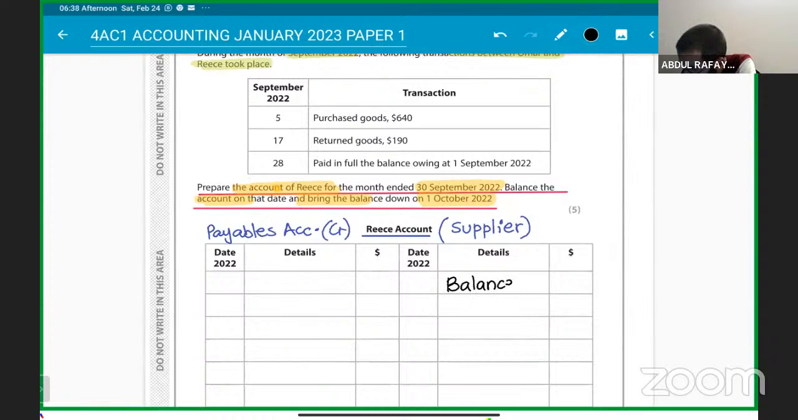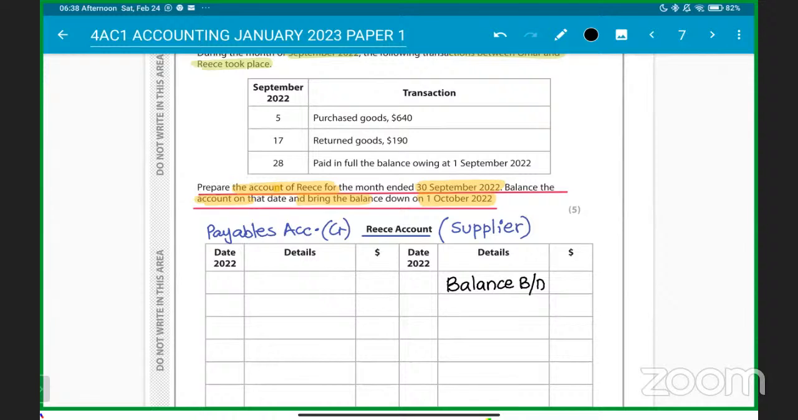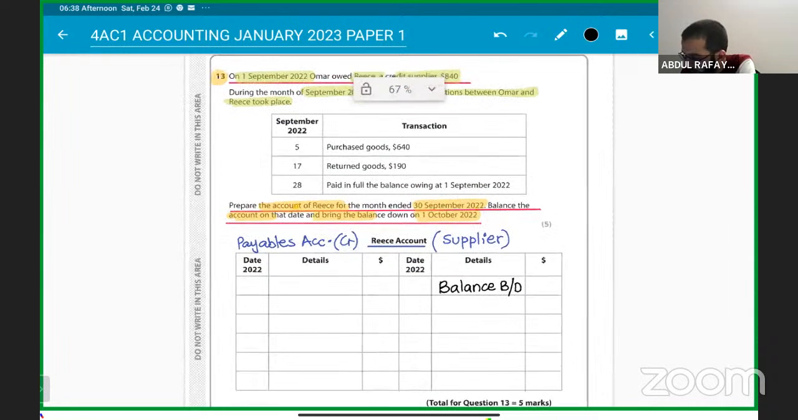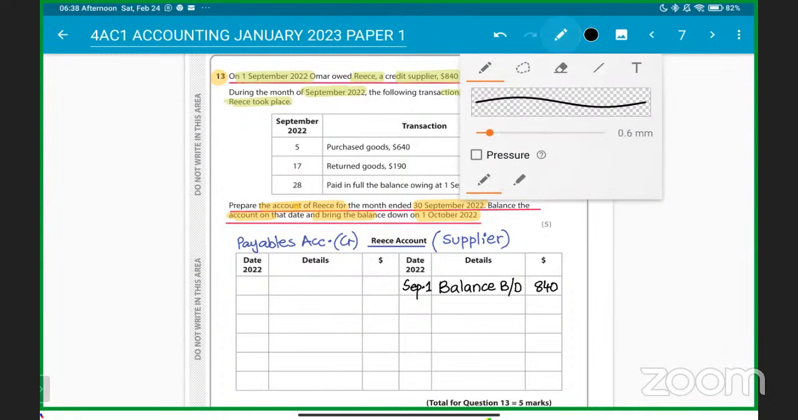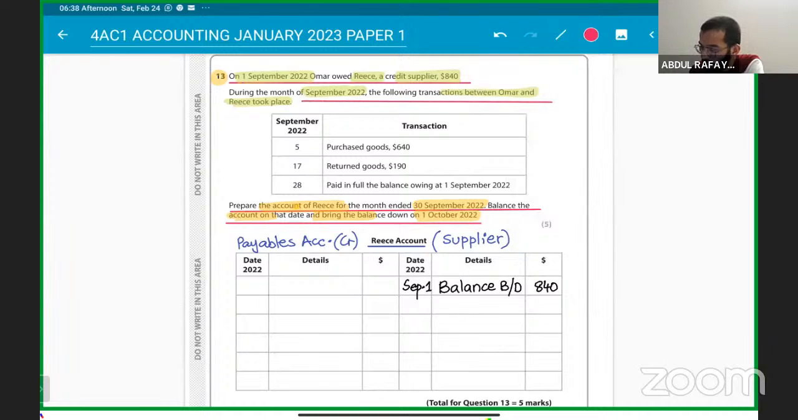Understood? So here we go. Balance brought down on the credit side: at the start of the month, $840 Umar owed Reese. Umar has to pay. Who is Umar? Umar is us. So we have to pay Reese at the start of the month. Understanding? At the start of the month, we have to pay Reese $840. Got this clear? Sure about it? No problem. Clear on that? We have got the balance brought down as 840.